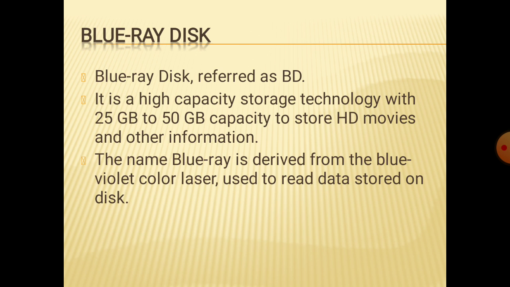So two types of secondary devices we had studied. The first one we had studied is magnetic disc, and then we had studied your optical disc. In magnetic disc we have studied hard disk and the floppy disk. In optical disc we have studied CD, DVD and your Blu-ray disc. So totally 5 secondary storage devices we had studied.